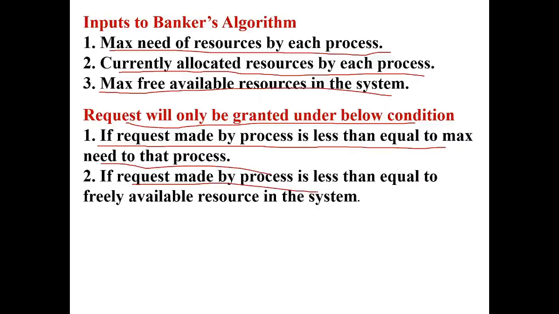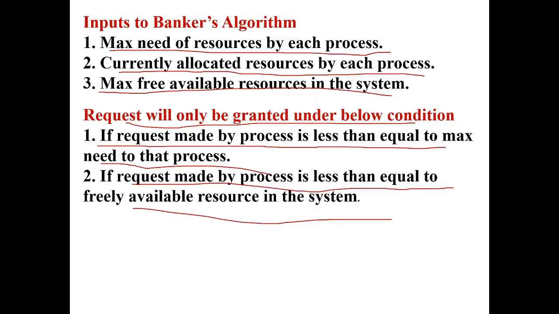The request made by the process must also be less than or equal to the free available resources in the system. So there is another condition where the operating system can grant the request, that is, the resource, to the process. Suppose there are 10 resources and out of 10, 5 are already allocated and only 5 remain.